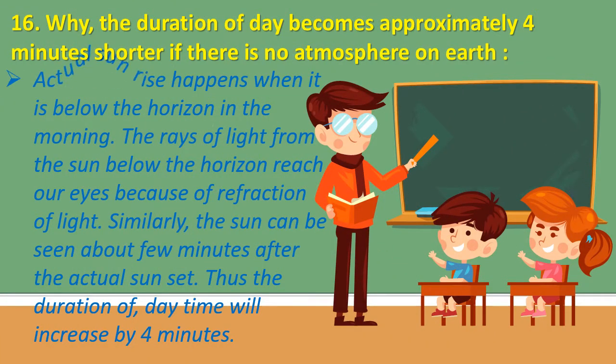16. Effect on day duration. The duration of the day becomes approximately 4 minutes shorter if there is no atmosphere on Earth. Actual sunrise happens when the sun is below the horizon in the morning. The rays of light from the sun below the horizon reach our eyes because of refraction of light. Similarly, the sun can be seen a few minutes after the actual sunset. Thus the duration of daytime increases by 4 minutes.